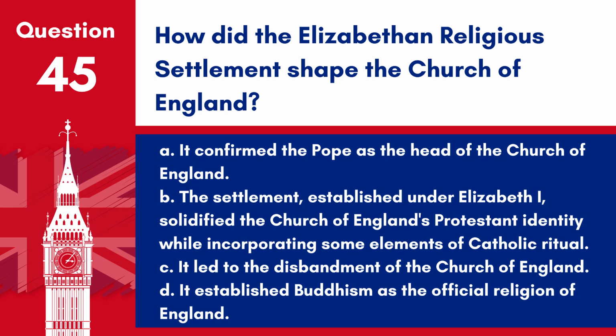Answer: B. The settlement, established under Elizabeth I, solidified the Church of England's Protestant identity while incorporating some elements of Catholic ritual. The Elizabethan religious settlement was a compromise that defined the Church of England's doctrine and practices, aiming to appease both Protestants and Catholics and bring religious unity to England.